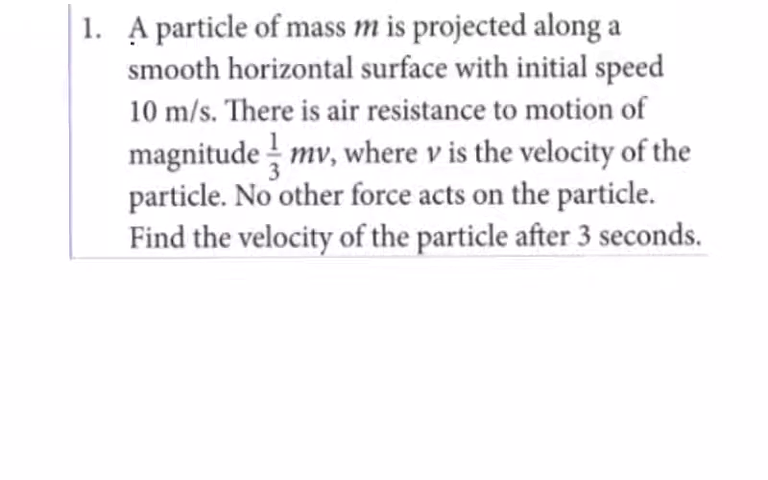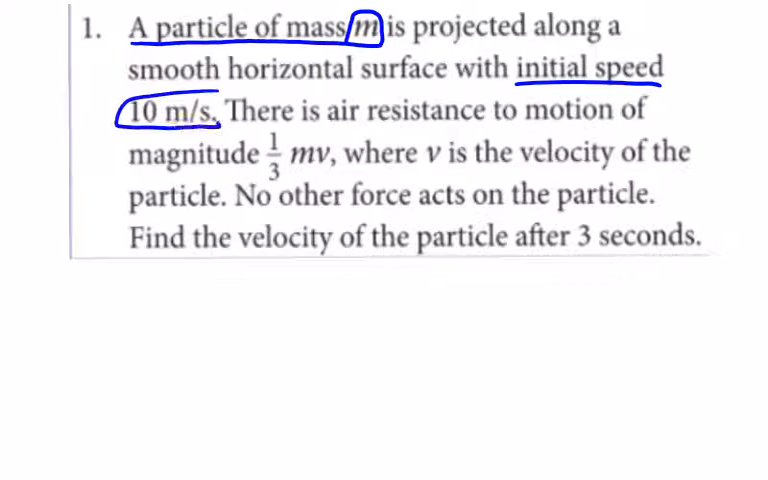In this question, we have a particle of mass m projected along a smooth horizontal surface with initial speed 10. There is air resistance to motion of magnitude 1/3 mv, and v is the velocity of the particle. No other forces act. Find velocity after 3 seconds.